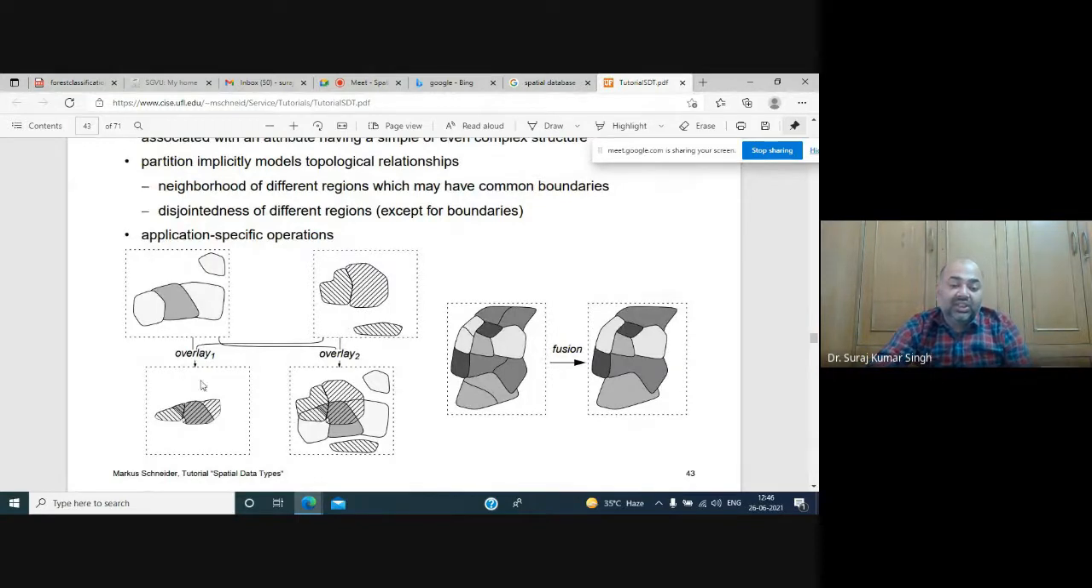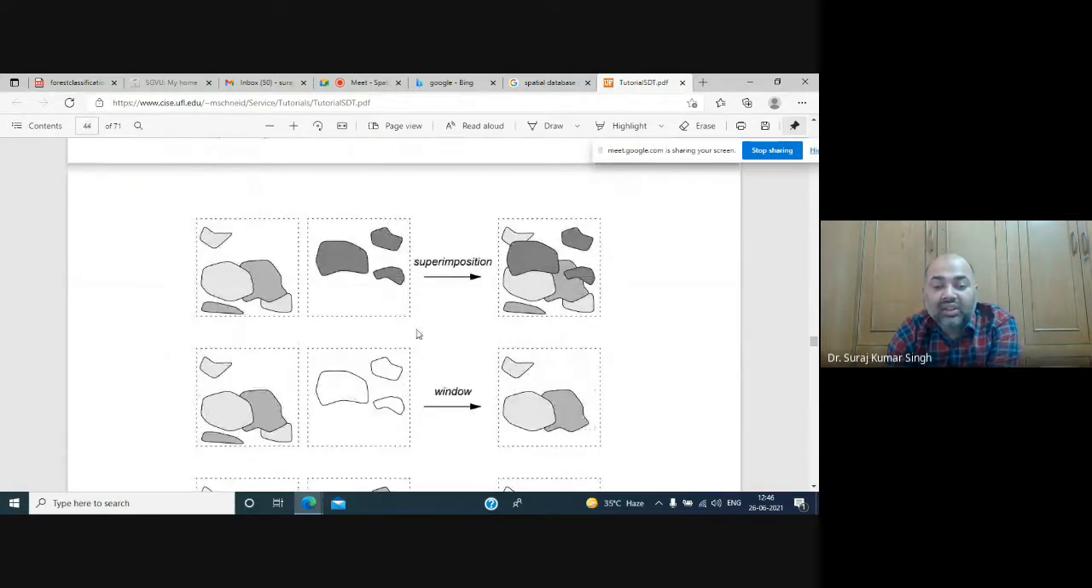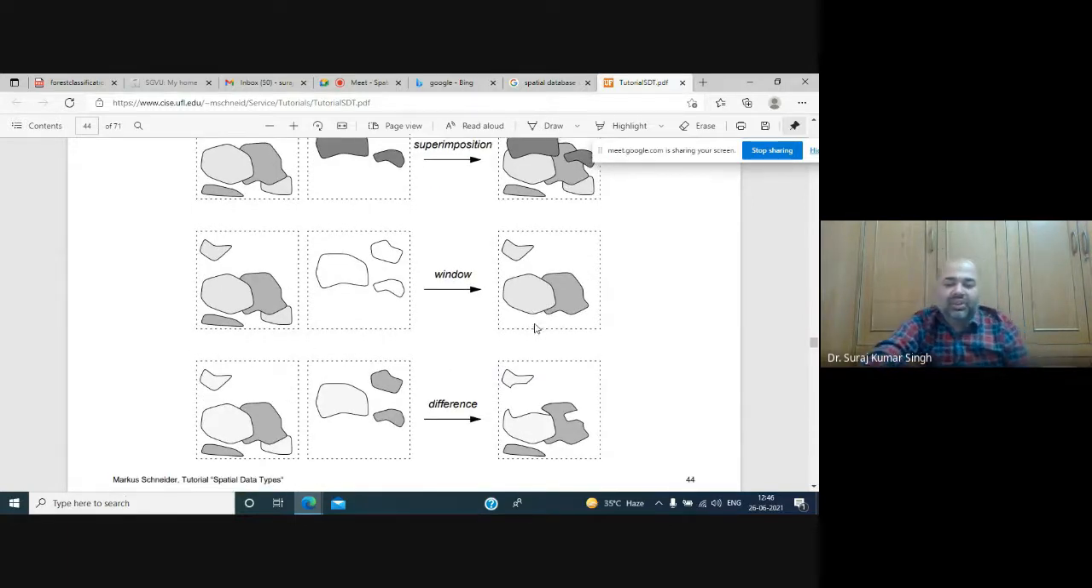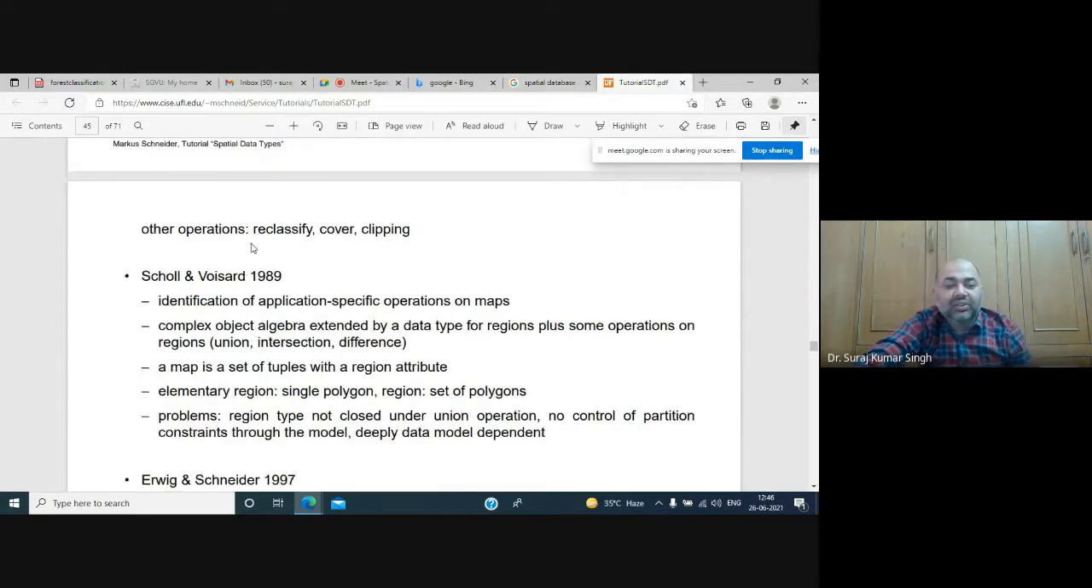So you can see that when you are performing this overlap, what is the expected outcome? You can see this is the outcome after running this operation. When you are going for a superimposing operation, you will see how the final product looks. Then you are going for a window, it is the final product. Then the same is for the difference. So the other operations are reclassify, cover and clipping.